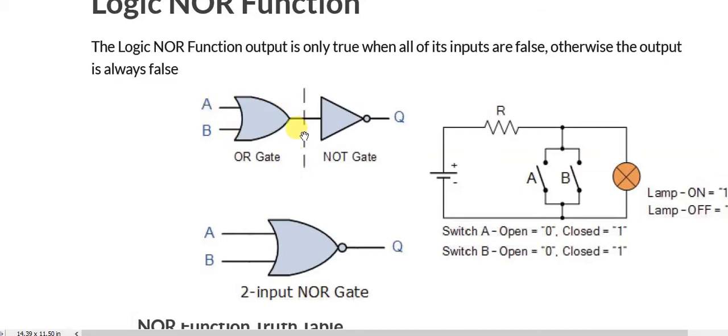So this is the equivalent circuit in electrical circuitry: battery, bulb. This is a series resistor to protect against burning out or short circuit, so the battery is not overloaded. Here we have A and B connected in parallel.